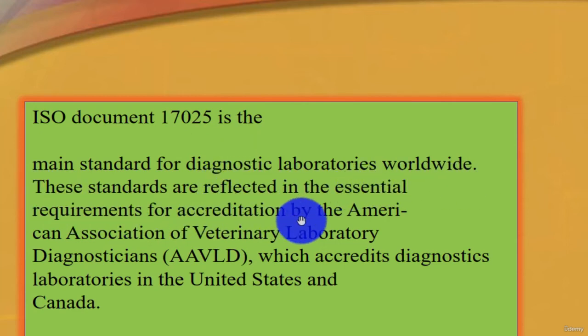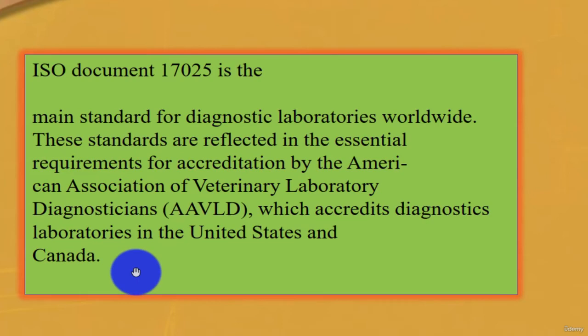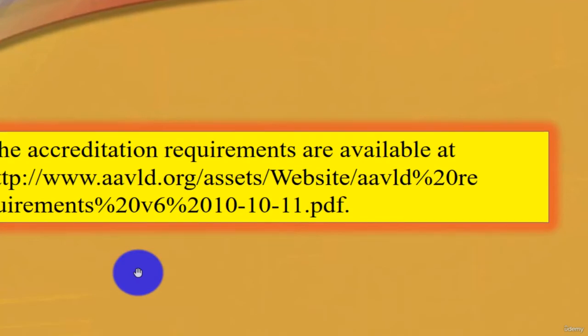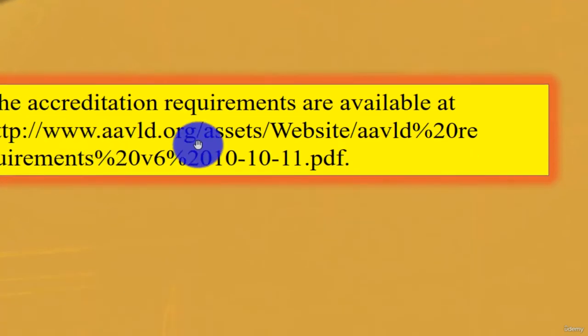These standards are reflected in the essential requirements for accreditation by the American Association of Veterinary Laboratory Diagnosticians, which accredits diagnostic laboratories in the United States and Canada. And this is the site of the accreditation requirements.